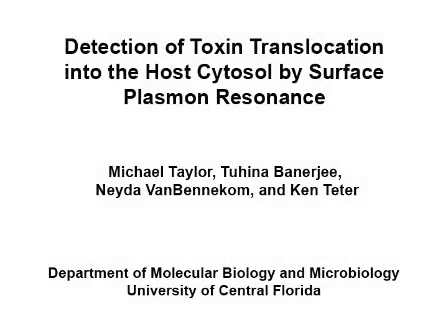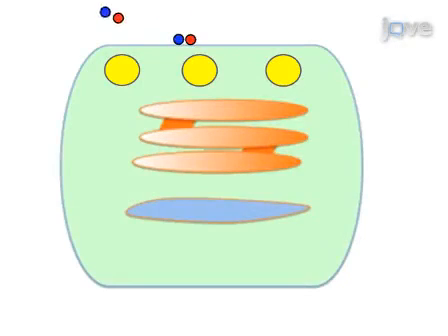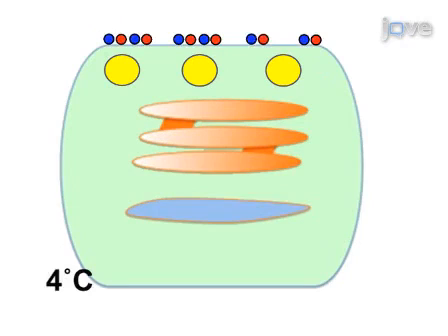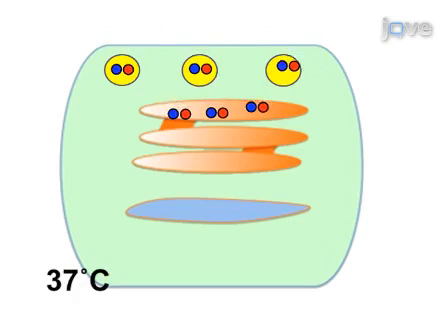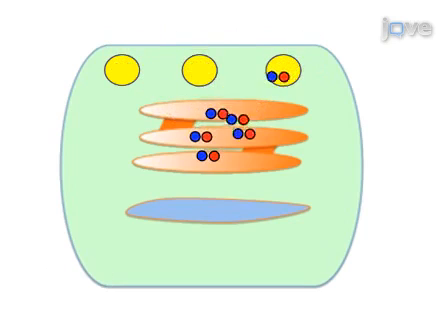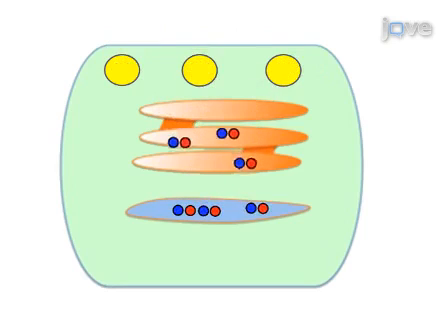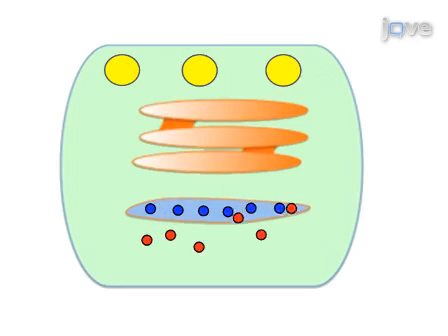The overall goal of this procedure is to detect and quantify the pool of toxin which enters the cytosol. To accomplish this, the toxin is first bound to the surface of the host cell at 4 degrees Celsius. The unbound toxin is then removed and the cells are warmed to 37 degrees Celsius, which permits toxin movement into the endomembrane system and subsequently the host cytosol.